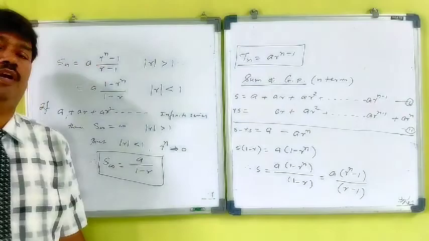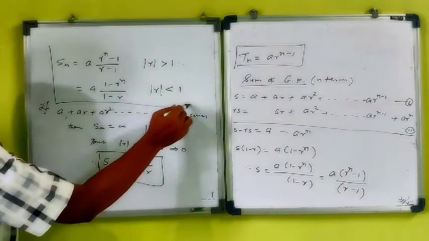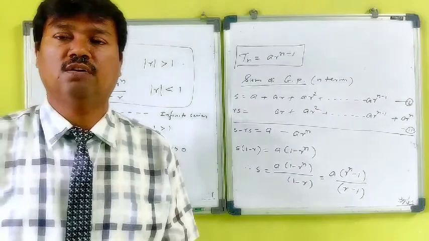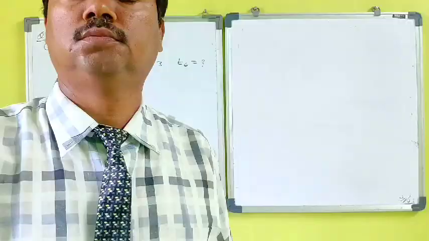So these are the formulas here: this is S n to find, and this is S infinity. That is an important formula which we have to note down, and then based on this we will start with the sums.